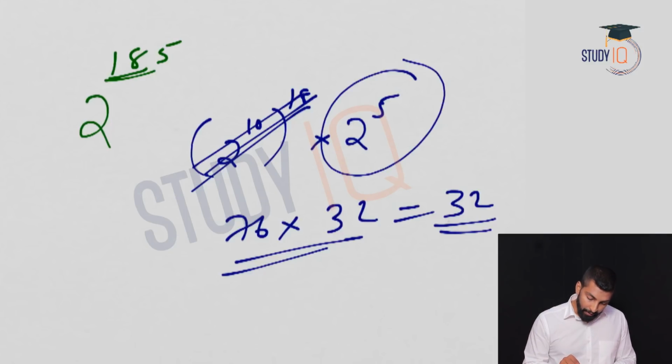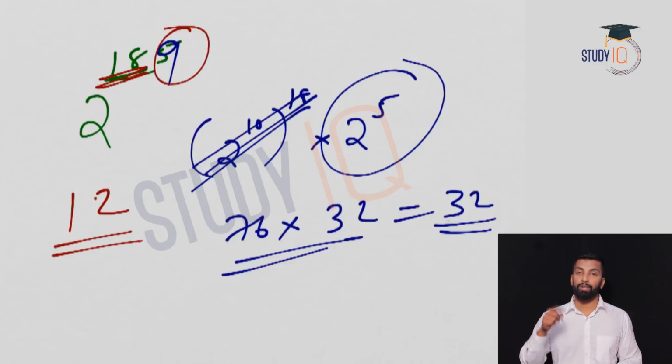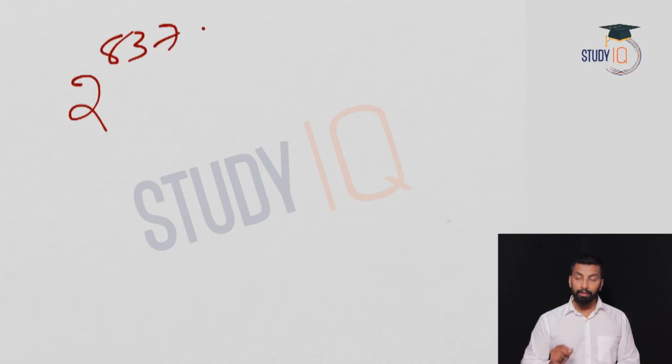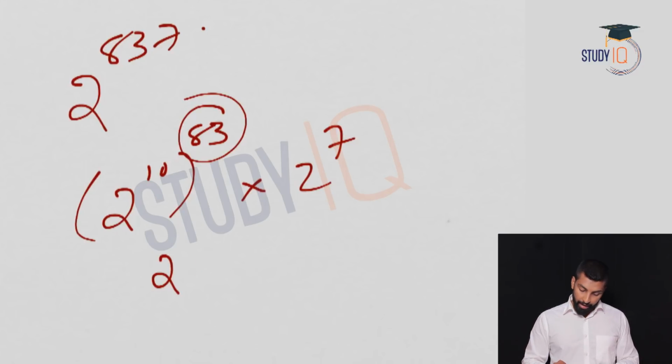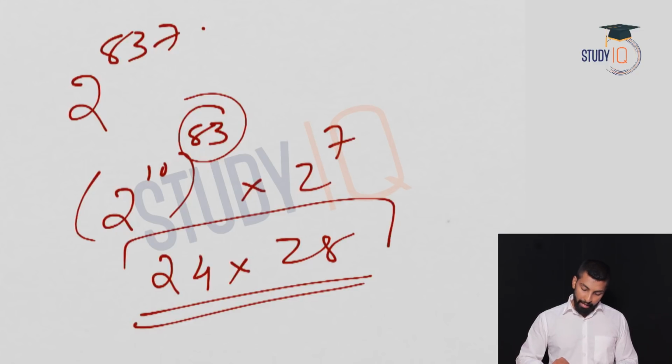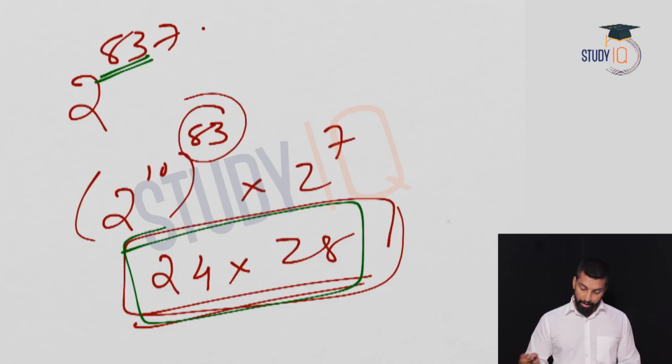So, if it was 189, what is your answer? 12 is your answer. Why? Because anyway, this is 9. 2 raised to 9 is what we need. 2 raised to 9 is 512, so 12. Okay. So what about 2 raised to 837? See, this is 2 raised to 10 raised to 83 into 2 raised to 7. This is an odd number. So 24, 2 raised to 7, 128. So 28, this you need to manually multiply. So in case of an odd number here, you need to do this multiplication, 24 into 28.